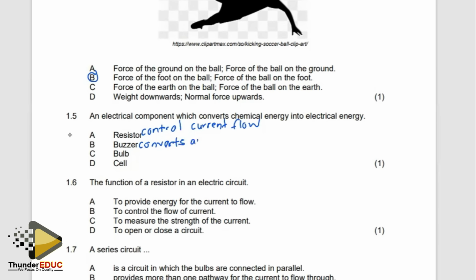It converts audio to signal. That's the function of the buzzer there. Right. Then we'll move on to the bulb.